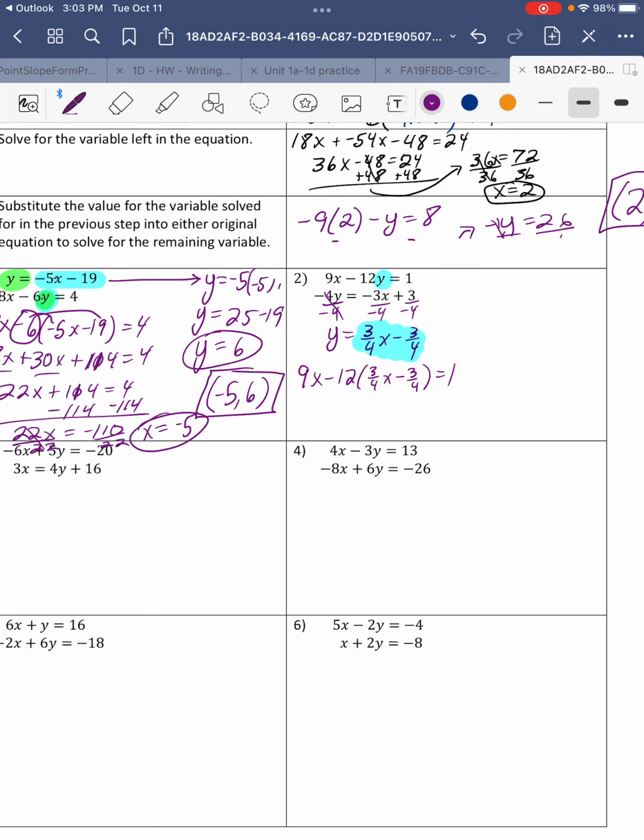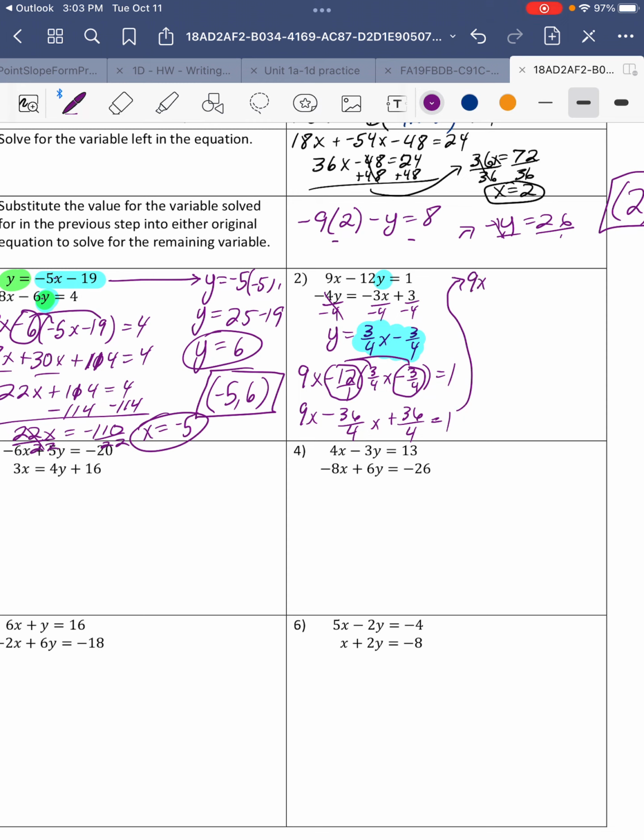All right, I need to distribute the negative 12. Remember, it's over 1, so I have 9x. Multiply your numerators, multiply your denominators. Make sure that you have the negative 12 and the negative 3/4 that's coming through. Equals 1.